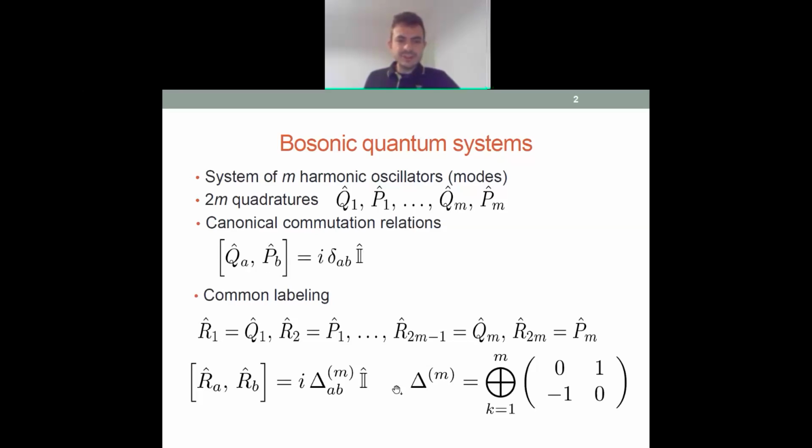And now these commutation relations are written in terms of this matrix that I will call delta M. So M stands for the number of modes. So here we have M modes. And of course, the quadratures associated to different modes commute, so this delta is block diagonal. And on each of the M blocks, we have this submatrix here, which just tells us that Q commuted with P is I, and P commuted with Q is, of course, minus I.